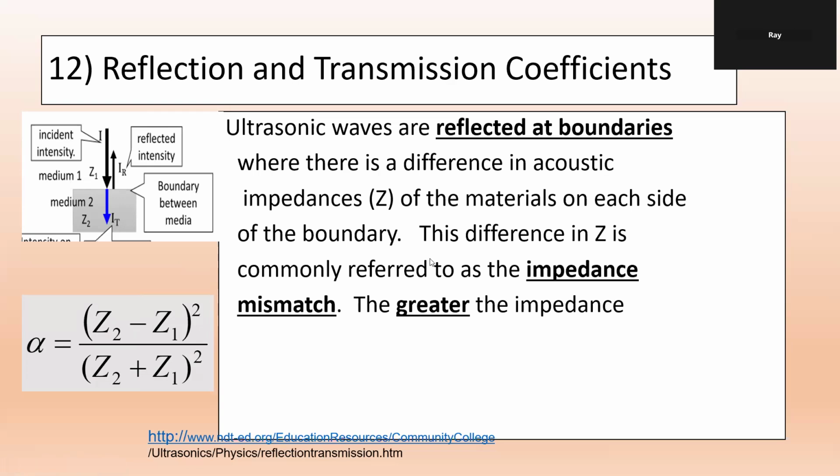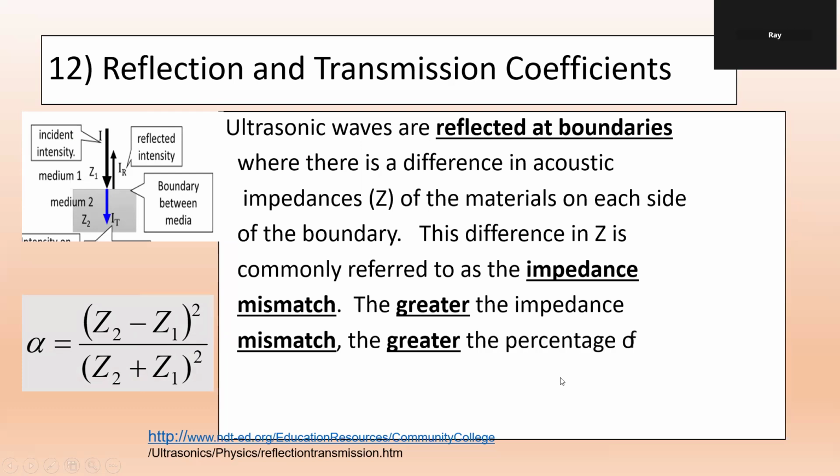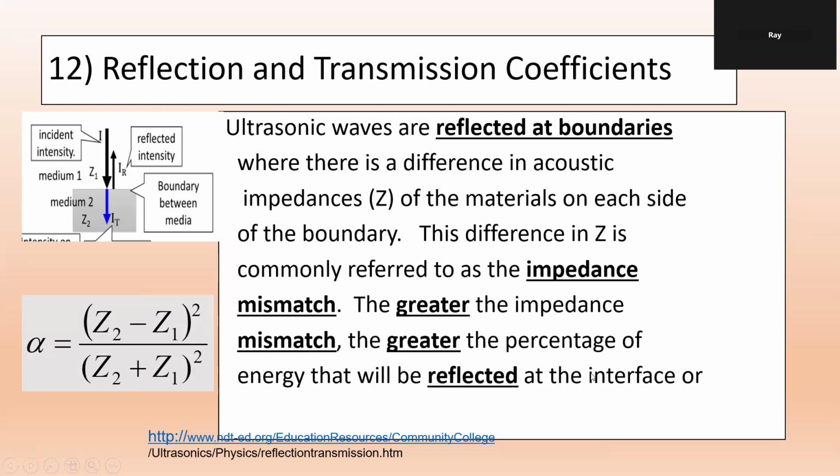Right? Afterward, during the break, try the worksheet, so that it gives you a chance to try out the calculation involved. Right? What is Z? What is alpha? Difference in Z is commonly referred to as impedance mismatch. The greater the impedance mismatch, the greater the percentage of energy that will be reflected at the interface.